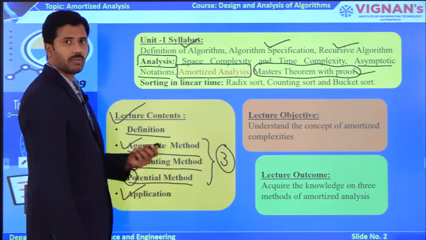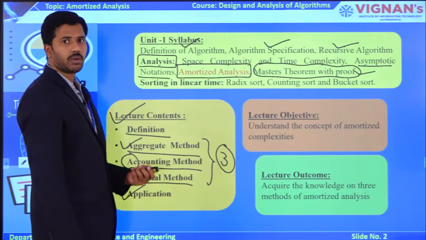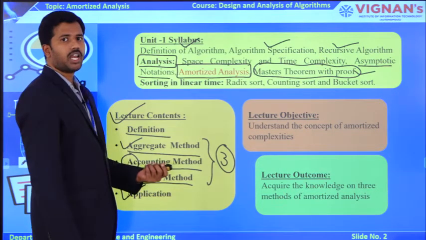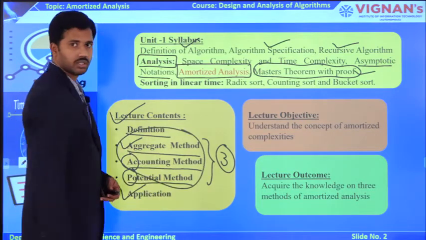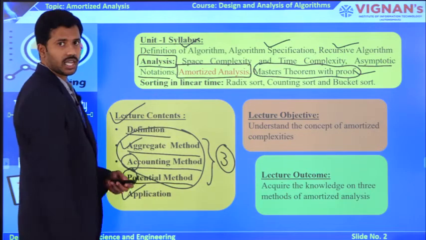After discussing these 3 methods, we will discuss one example application, which is the maintenance contract. With the help of that example, you will understand how these 3 methods work to get the amortized analysis.